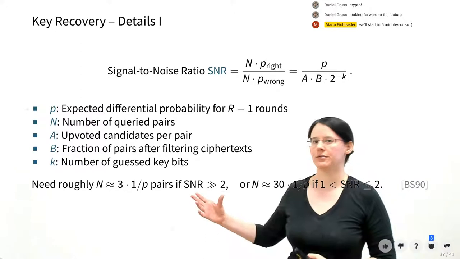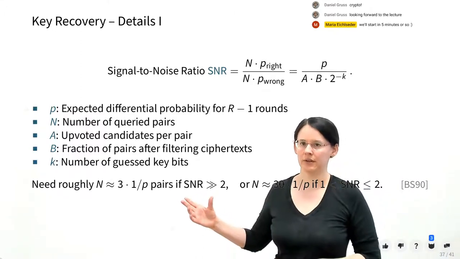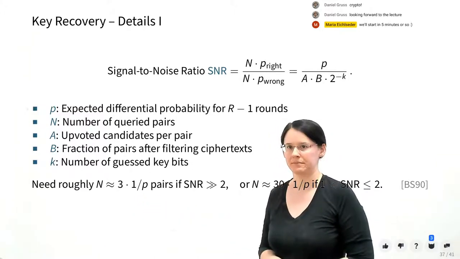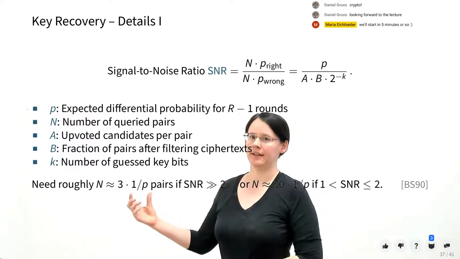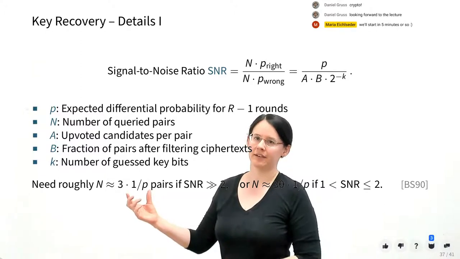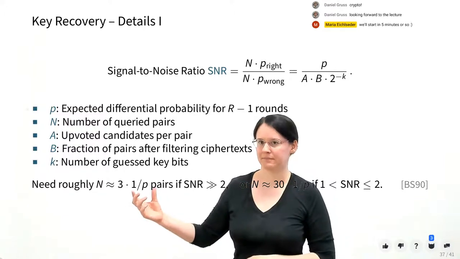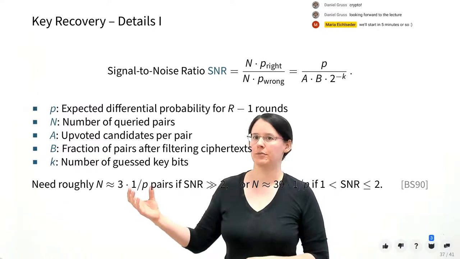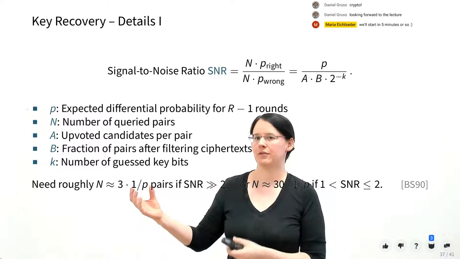If the signal-to-noise ratio is relatively large, so larger than 2 or a lot larger than 2, then I need approximately 3 times 1 divided by p pairs. 1 divided by p pairs is the number of pairs I need to generate approximately 1 right result, because each result is valid with probability p. So if I have 1 divided by p pairs, then there's going to be approximately 1 valid pair, and I need to now distinguish this valid pair from the noise.